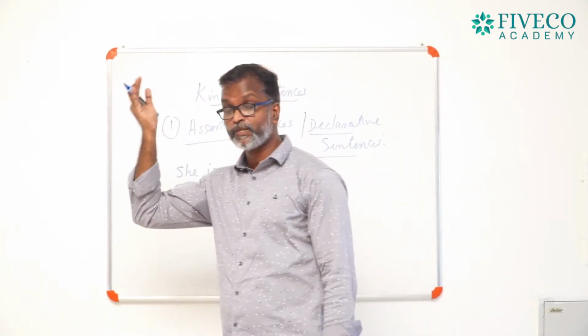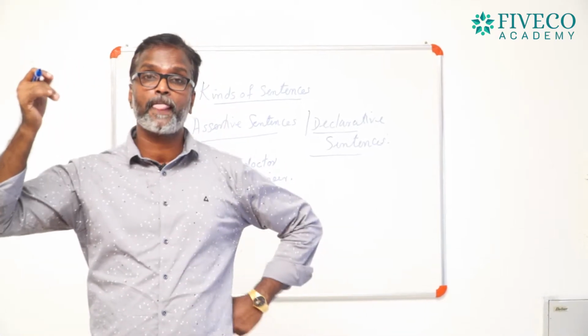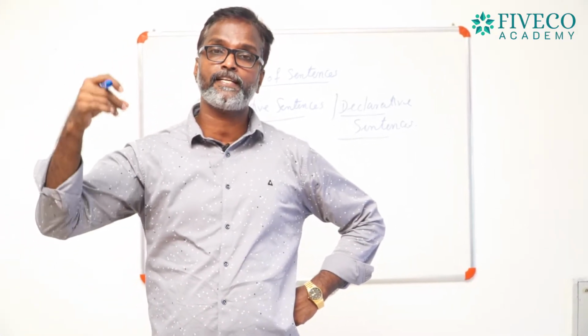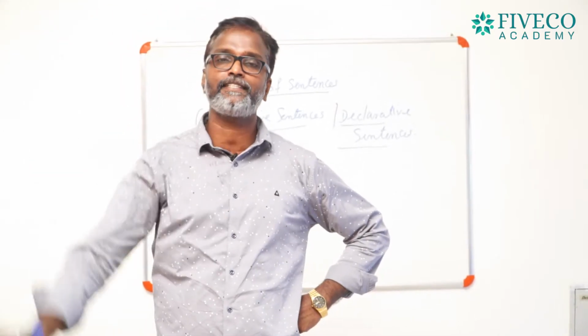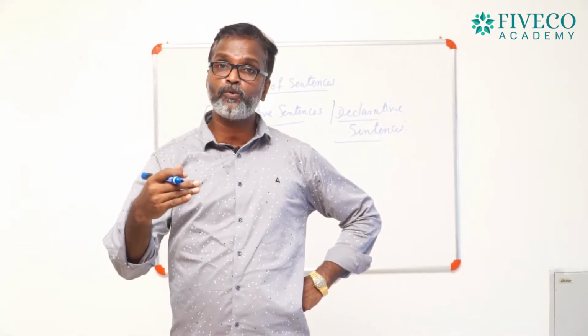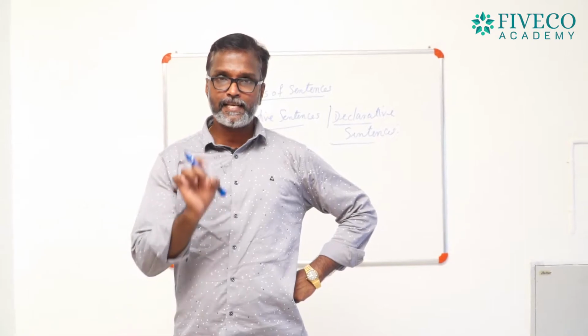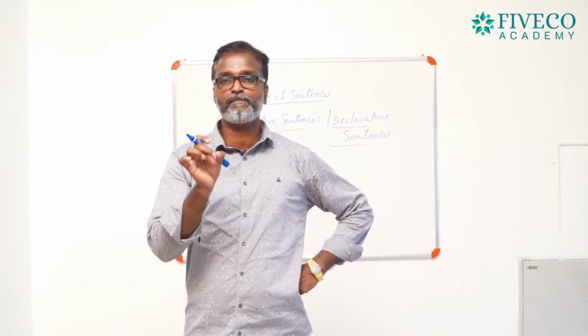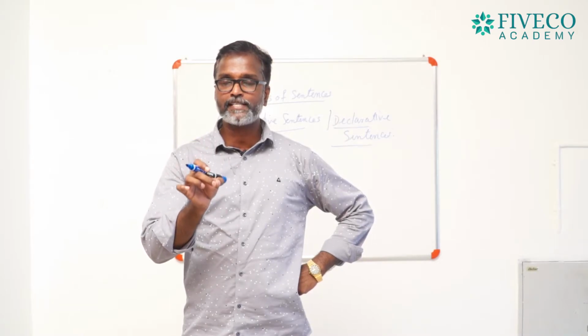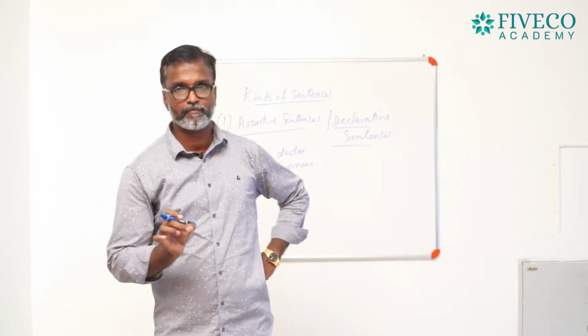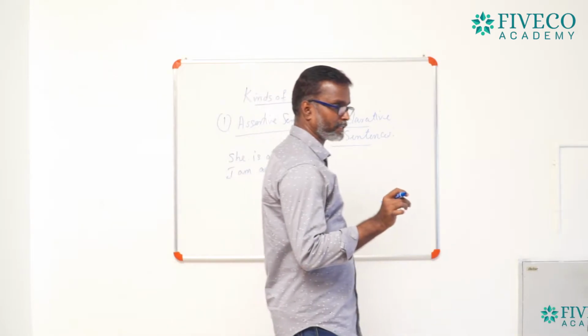There are several kinds of sentences. You will be confused. Simple sentence, compound sentence, complex sentence, compound-complex. There are numberless varieties, and you don't need to go to that side. Just study simple sentence. Simple sentence means a sentence which contains one subject and one predicate. Only one subject and one predicate.